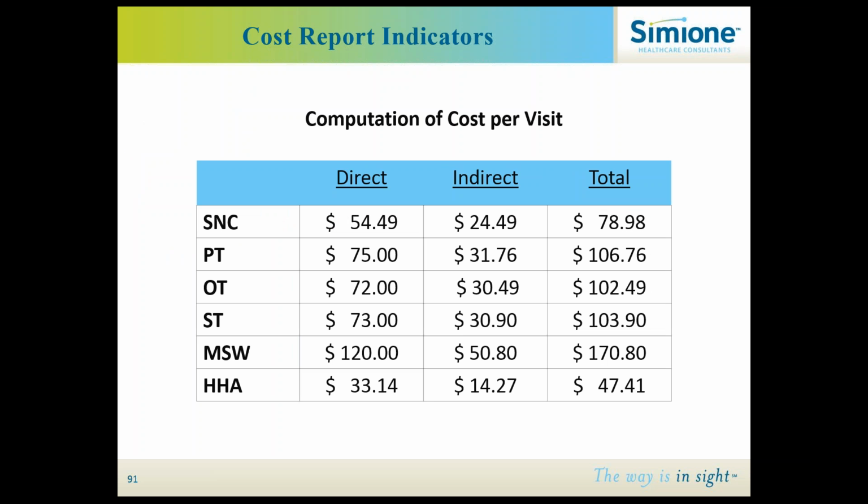And it will compute your cost per visit. Your total cost per visits are on Worksheet C. However, your direct cost per visit you have to compute by taking your Worksheet A cost divided by your visits on S3, and the indirect, of course, is the difference to come up with the Worksheet C total.